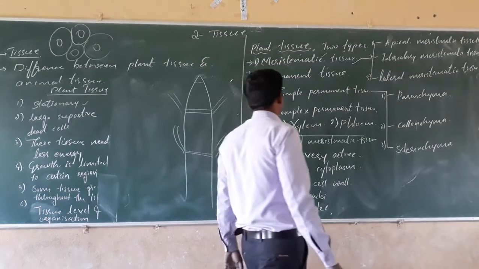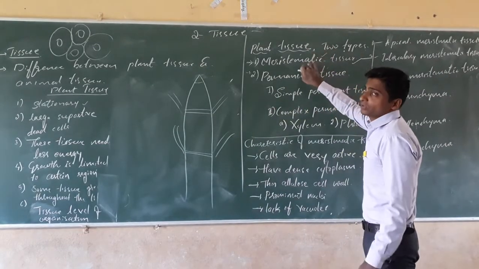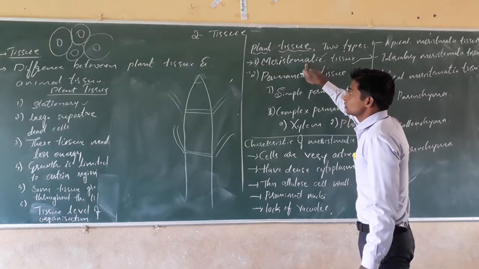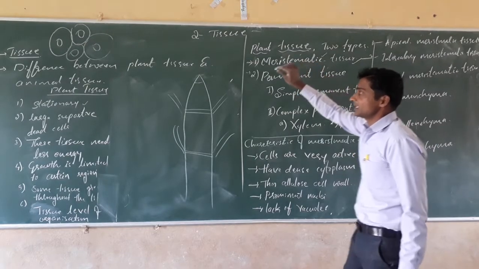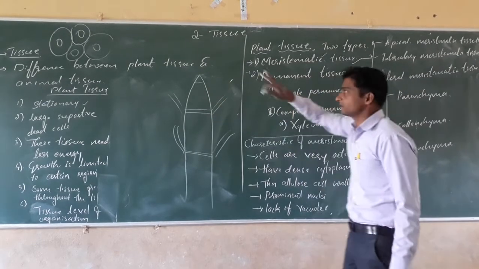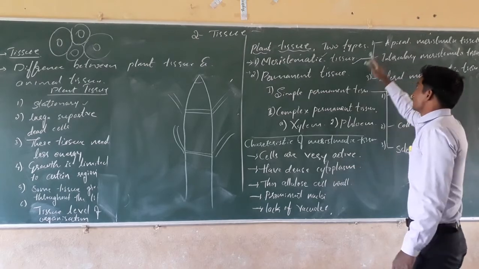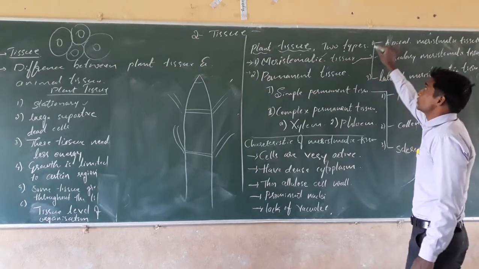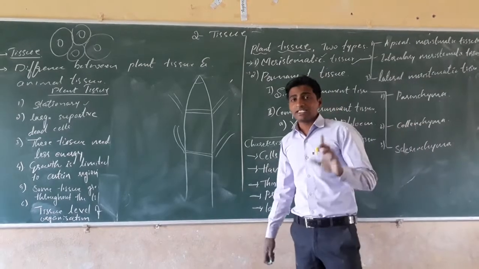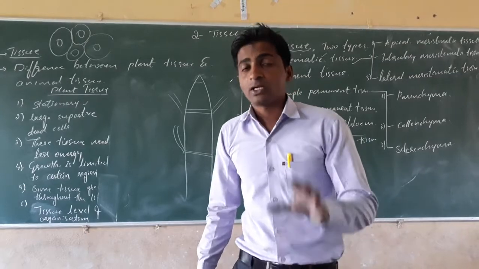Again, see here what happens, dear students. Plant tissues are of two types: meristematic tissue and permanent tissue. Meristematic tissue is present at the tip part and the nodular part. Again, you see the different regions and the characteristics of the meristematic tissue. You have studied the characteristics of the meristematic tissue.